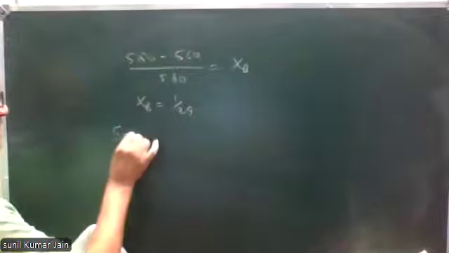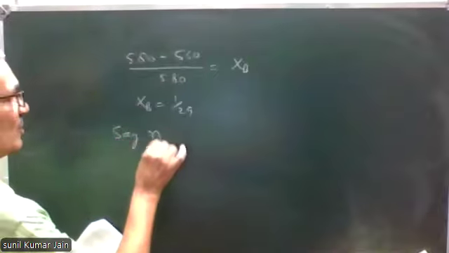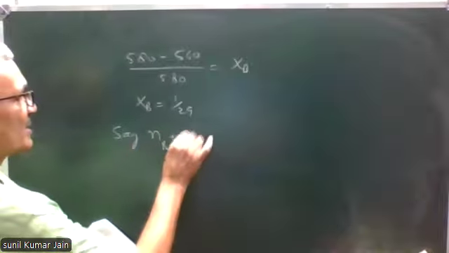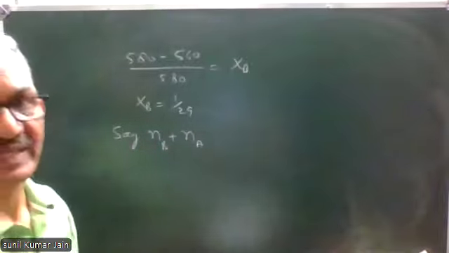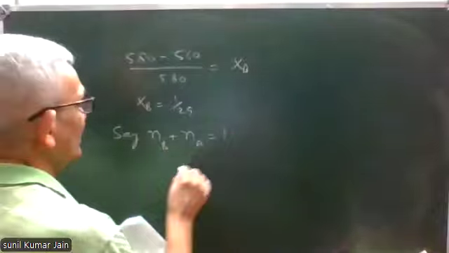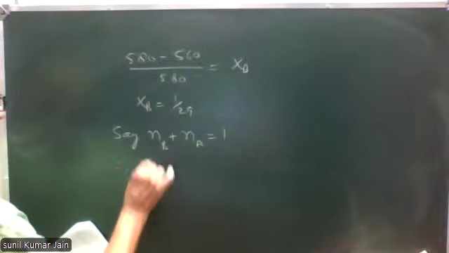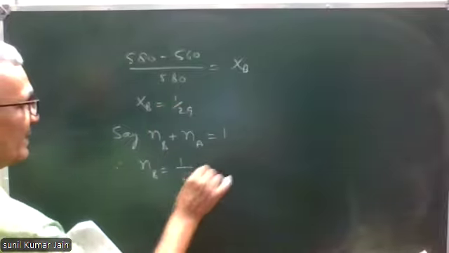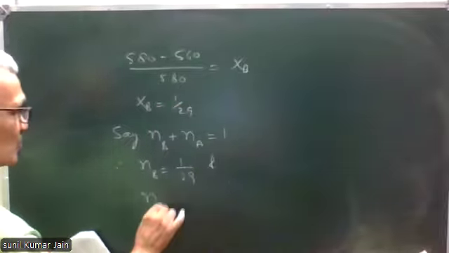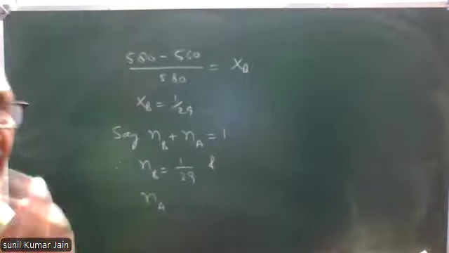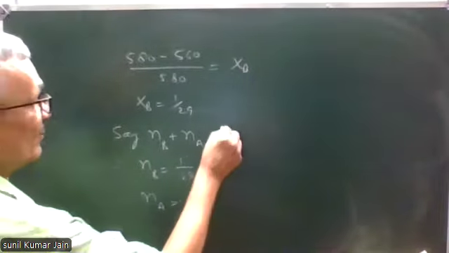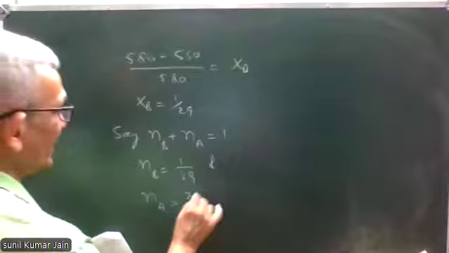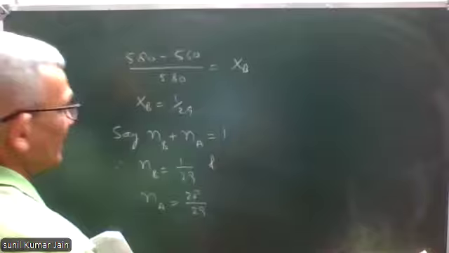Say number of moles of solute plus number of moles of solvent. Solvent, acetone, is 1. Therefore, number of moles of solute will be 1 by 29. And number of moles of solvent, that is number of moles of acetone, will be 1 minus 1 by 29, 28 by 29.